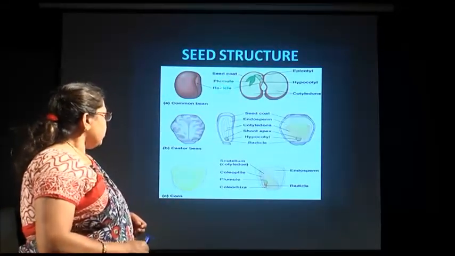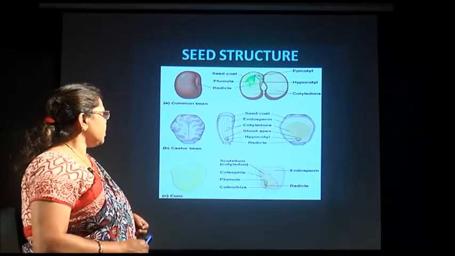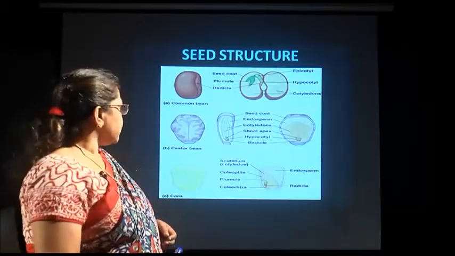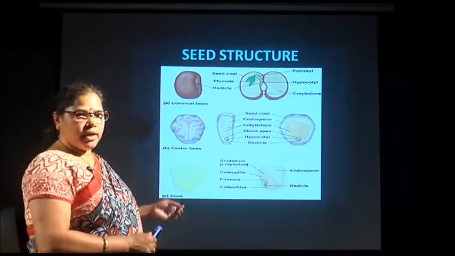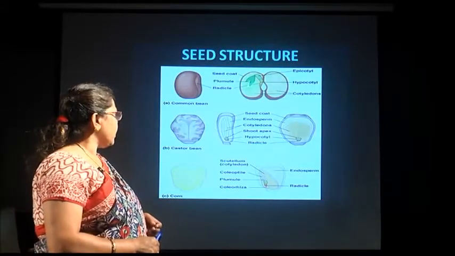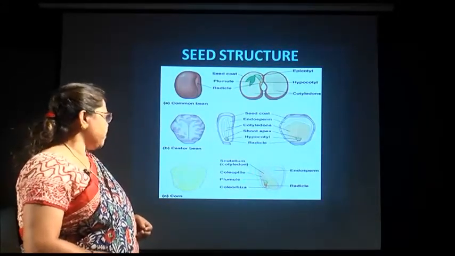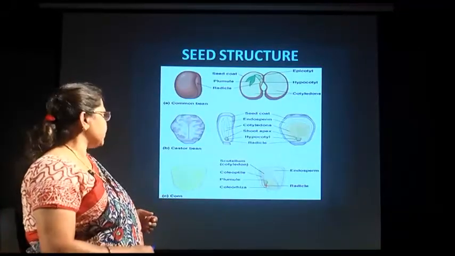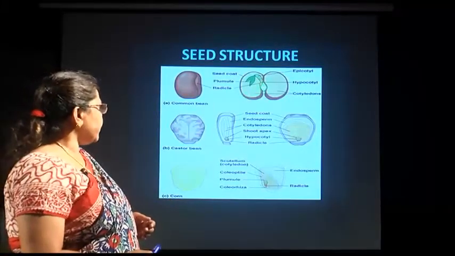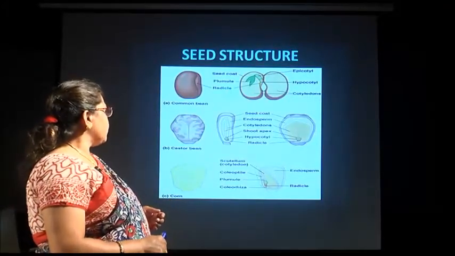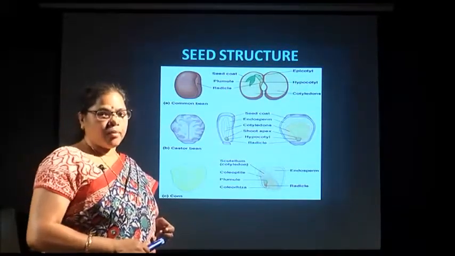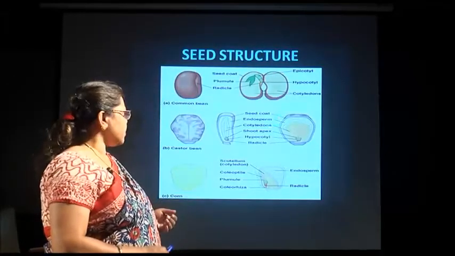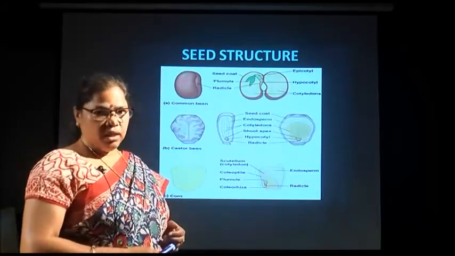Then comes the plumule. The plumule is present at the tip of the epicotyl. So the tip of the epicotyl is known as the plumule, and it is generally present at the apical or terminal position in case of a dicot plant, whereas in a monocot plant it is present laterally on one side. And the radicle is present at the lower part of the hypocotyl. So the plumule is the upper tip of the epicotyl, whereas the radicle is the lower tip of the hypocotyl.